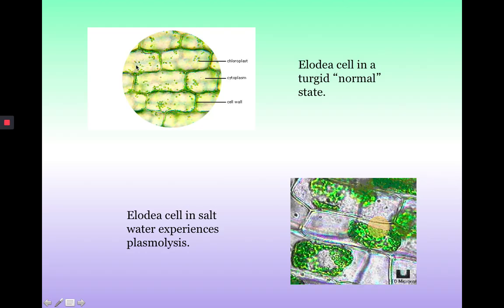Here's an Elodea cell in a turgid normal state, maintaining its structure, being very happy. Okay, here's an Elodea cell in salt water experiencing cytolysis. You'll notice that this is the outside cell wall. This is the cell in comparison. It usually fills the entire space. It has pulled in significantly, and it is experiencing plasmolysis, and it is very not happy.